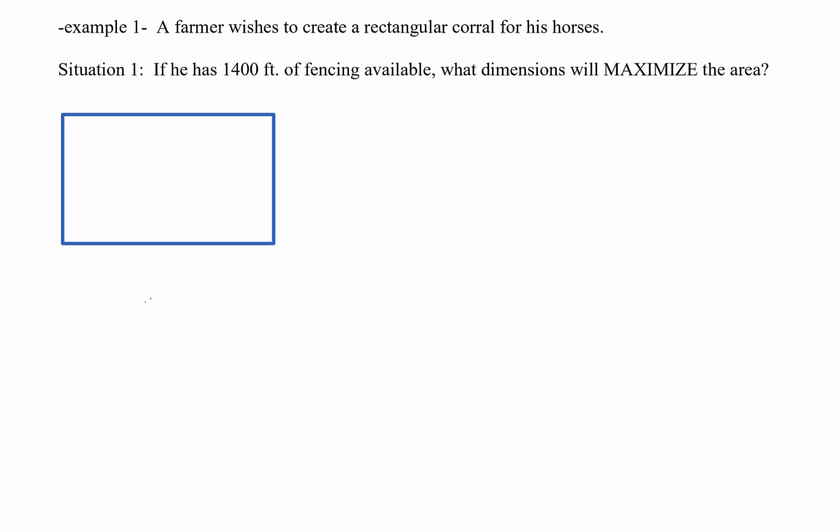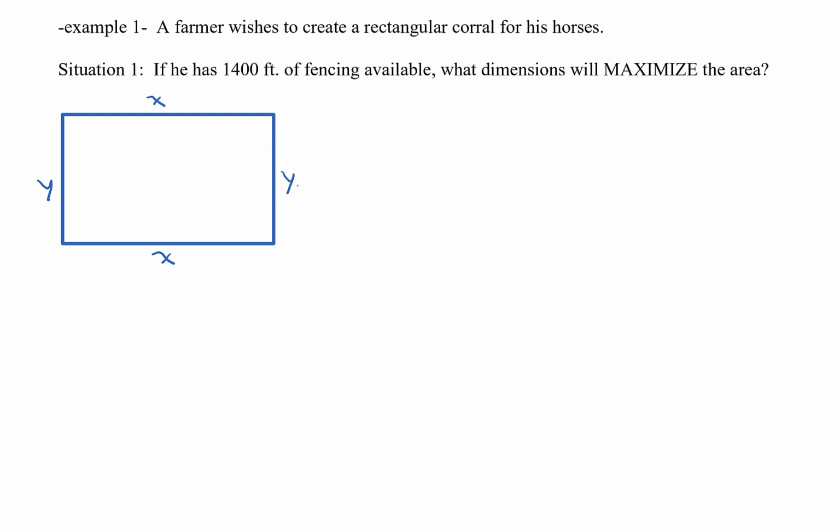I'm going to go ahead and label the sides. I'm going to label the two longer sides, the sides on top and on the bottom of my rectangle, with the variable x. And I'm going to label the two shorter sides, the side on the left and the side on the right, with the variable y.